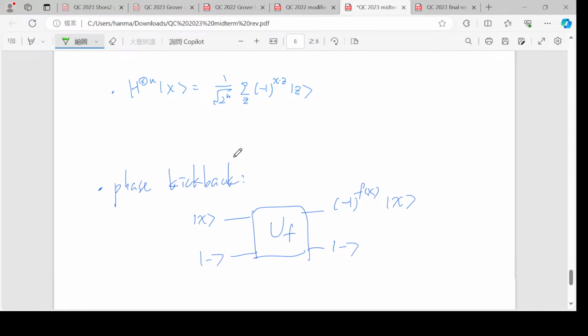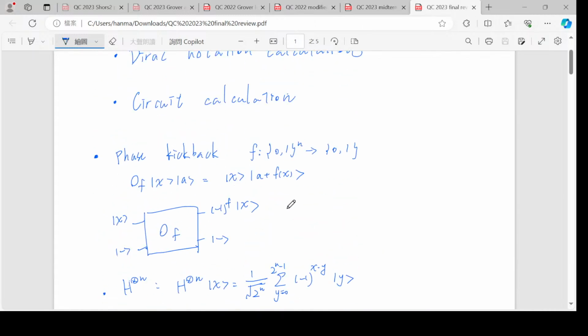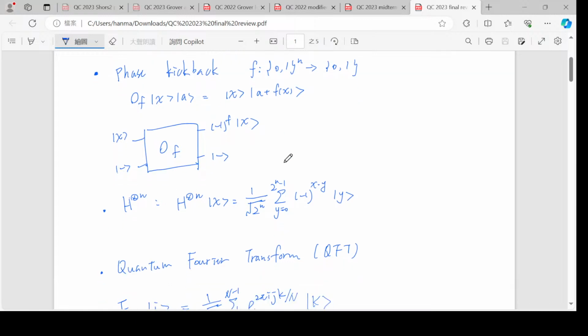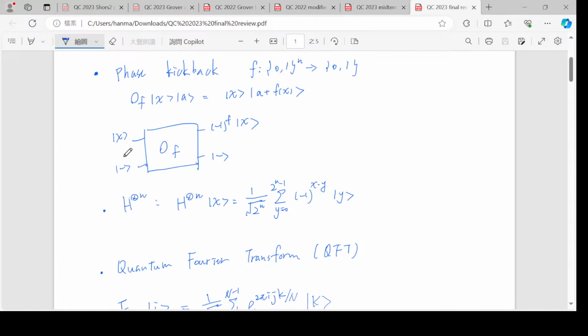For the final part, we have the phase kickback and this Hadamard transform. Remember we were talking about this. Okay, phase kickback. So phase kickback, we look at this in the oracle model. The second part of class, we look at a lot of algorithms in this oracle model.